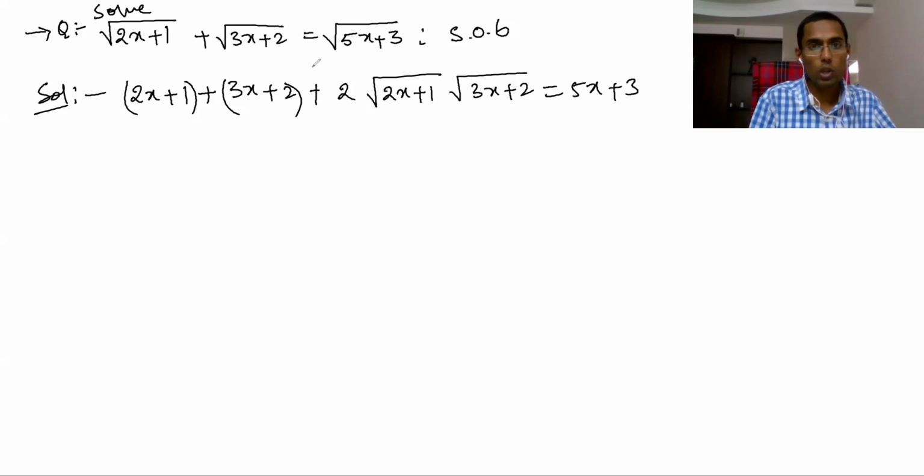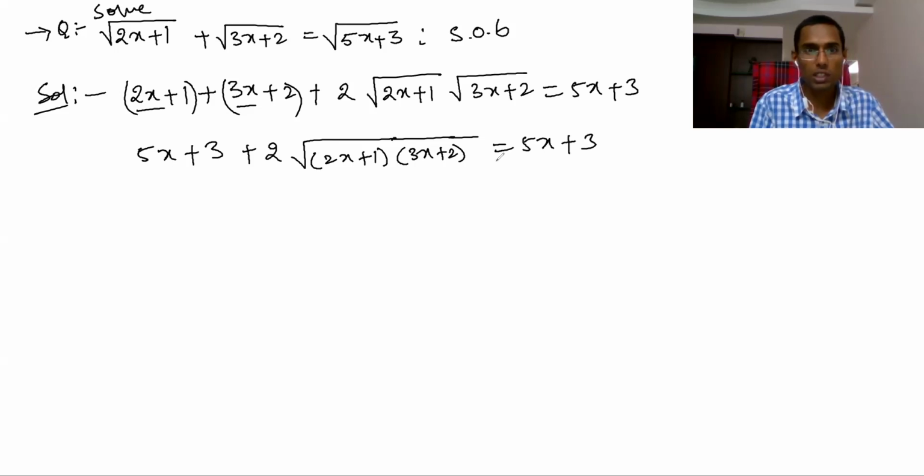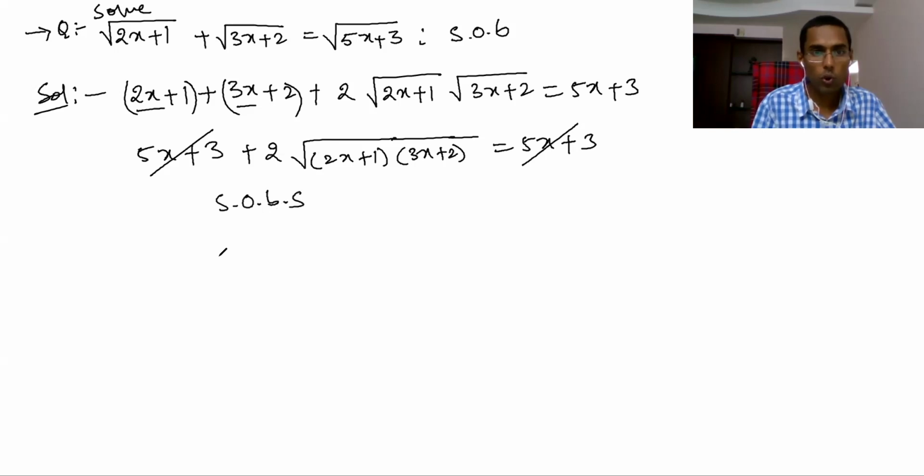Square root is cancelled. Now this one is 5x plus 3 plus twice of this thing, 2x plus 1 into 3x plus 2, equal to 5x plus 3 again. So fortunately these two are getting cancelled. And then square on both sides again. So then what you are going to get is 4 times 2x plus 1 into 3x plus 2 equal to 0.